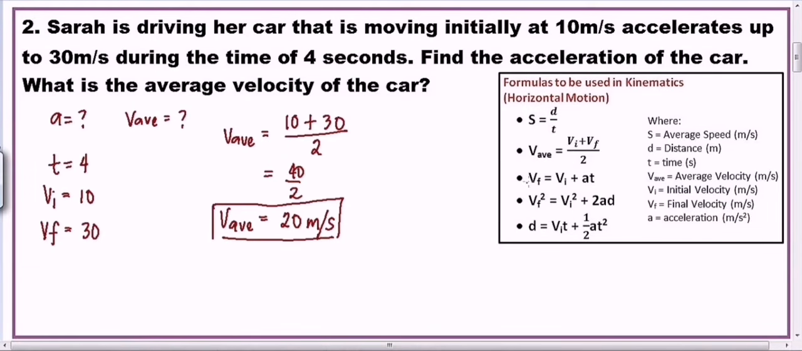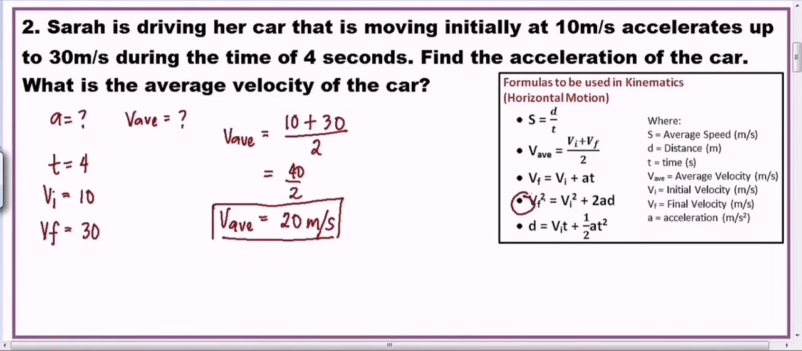Ang gagawin nyo, tignan ninyo kung kompleto ba yung letter na binigay. Halimbawa, itong pangatlo. We have VF, yun yung given. We have VI, ito yun. We have A, kasi yun yung hinahanap. And then T, given din. So, therefore, I can use this third formula to get the value of A, kasi kompleto yung letters. Okay?